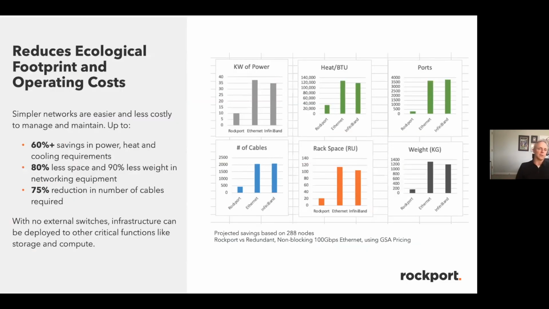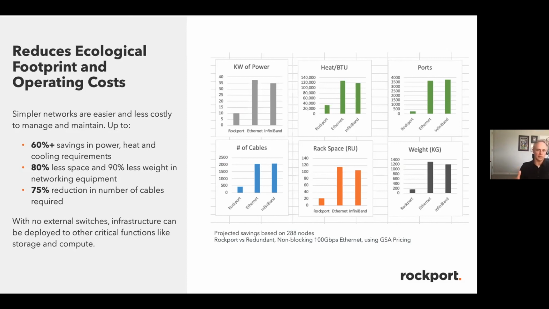Now, the last thing that I'll go through is the footprint perspective. I know there's been a lot of discussion in all types of media, and in a lot of government organizations, about the green side of technology and how to address the inefficiencies that we have in the market. Well, what we did was build out a redundant non-blocking 100 gig Ethernet network using GSA pricing. And we compared that to Rockport on cost, environmentals, weight, rack space, number of cables, all that kind of stuff.